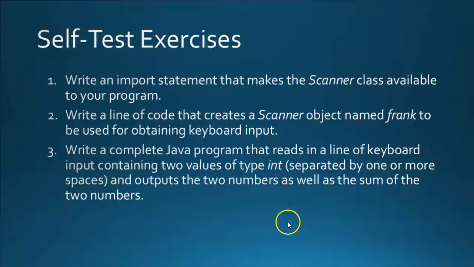All right, here we are on the self-test exercises. Number 1, write an import statement that makes the Scanner class available to your program. Number 2, write a line of code that creates a Scanner object named Frank to be used for obtaining keyboard input. Number 3, write a complete Java program that reads in a line of keyboard input containing 2 values of type int, separated by 1 or more spaces, and outputs the 2 numbers as well as the sum of the 2 numbers.